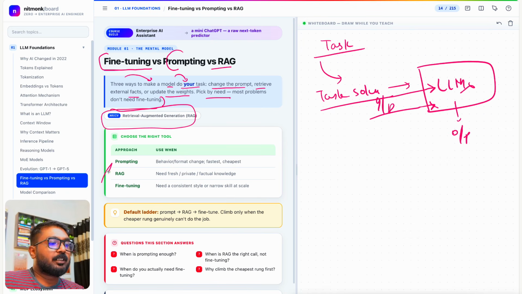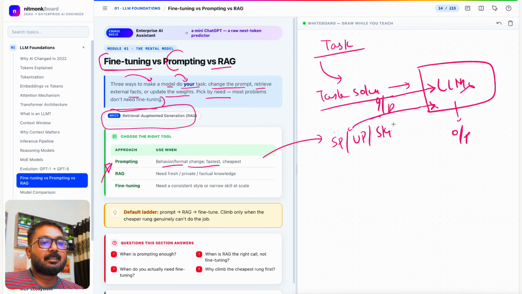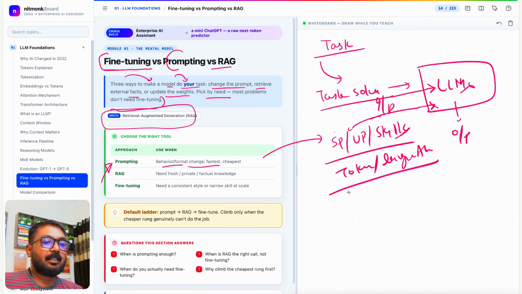So the approach is, first is prompting. Before, behavior and format change, that's what we do over here, that I was telling you about the input. We send it with system prompts, user prompts, or even skills. All these are tokens, language atoms, correct, and let's say you can call them instructions for the GPT.